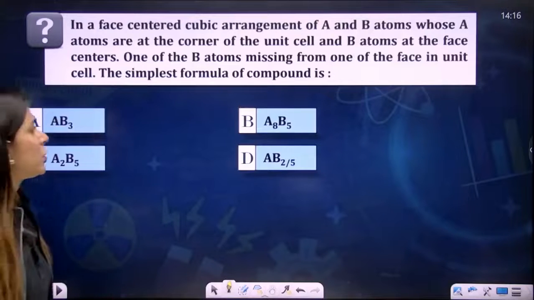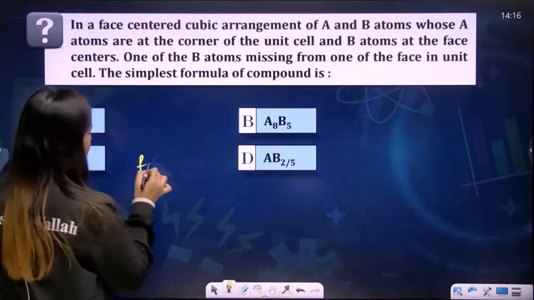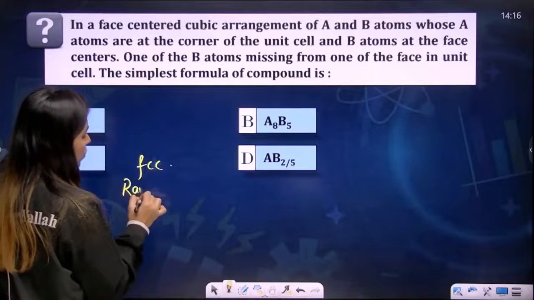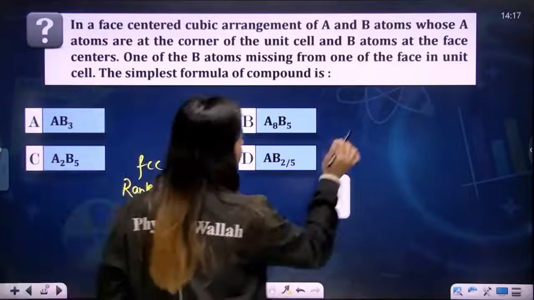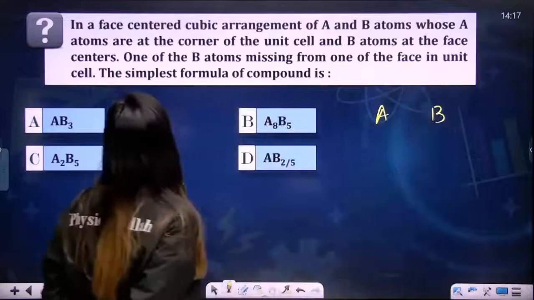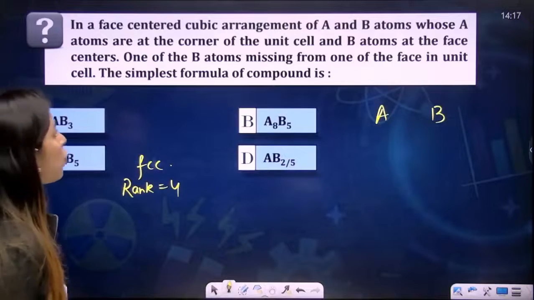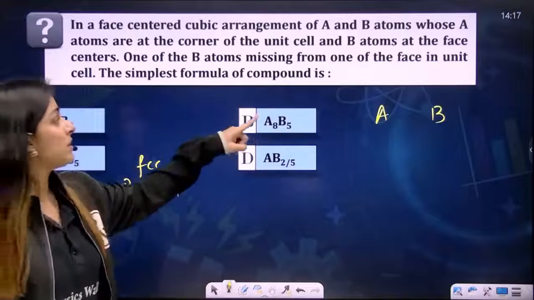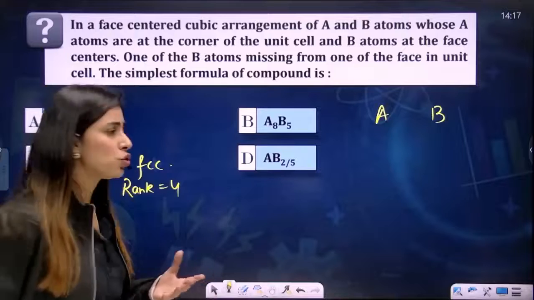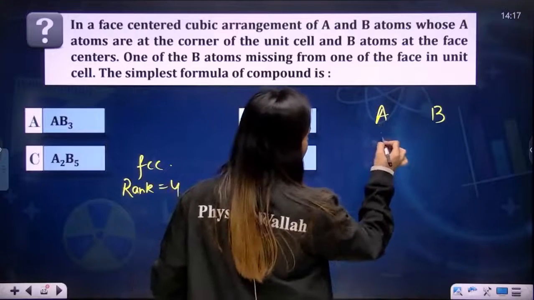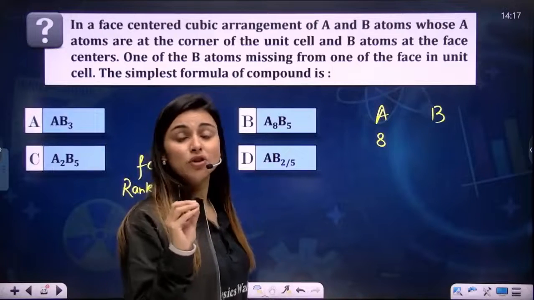In a face-centered cubic arrangement of A and B, so you have a face-centered cubic arrangement. So the rank is equal to 4. And you had A and B. I'll write it here. A and B atoms, where A atoms are at the corner of the unit cell. So the A atoms are present at the corner of the unit cell. Unit cell has 8 corners. So all the 8 corners are covered by A, right? Yes. And the contribution at each corner is 1/8.